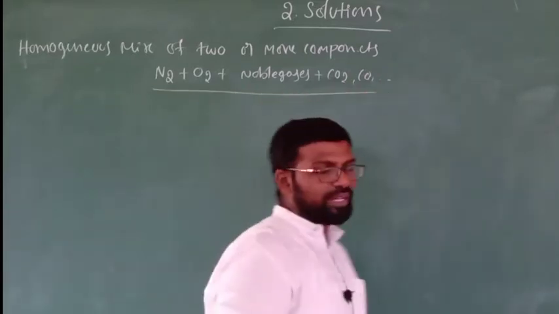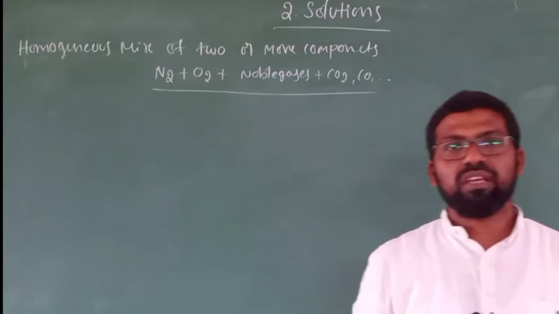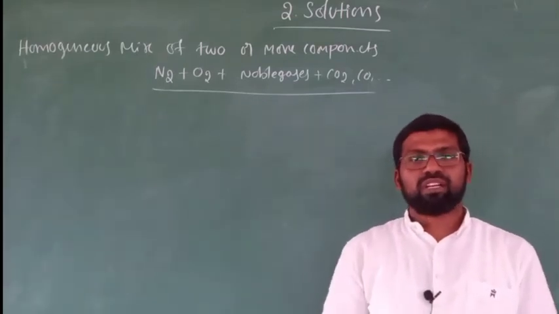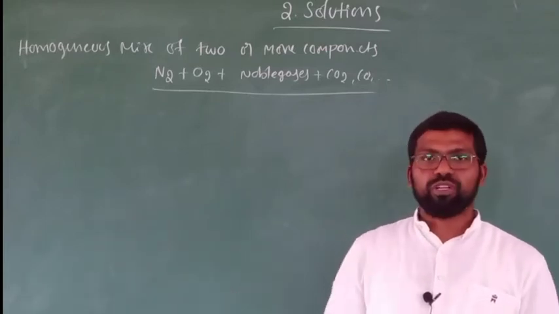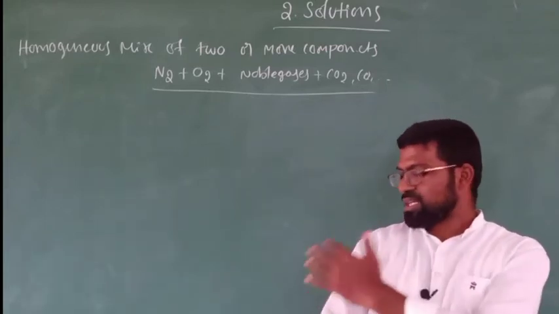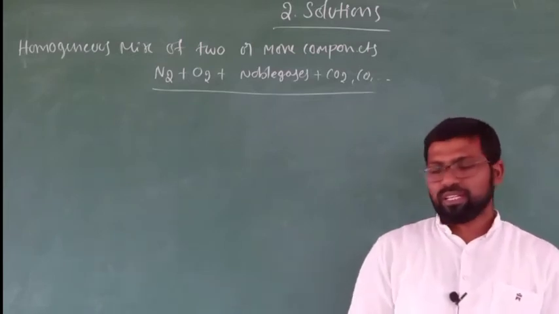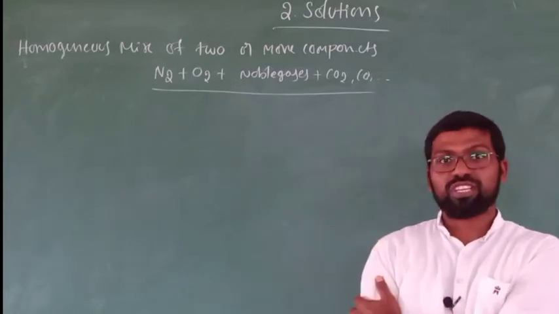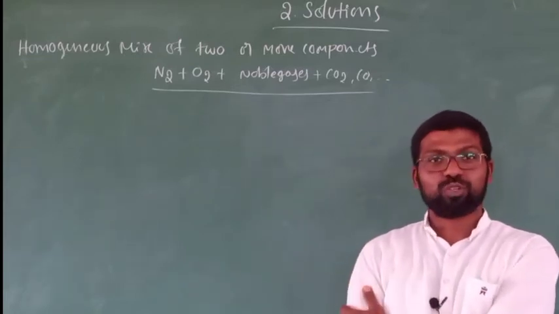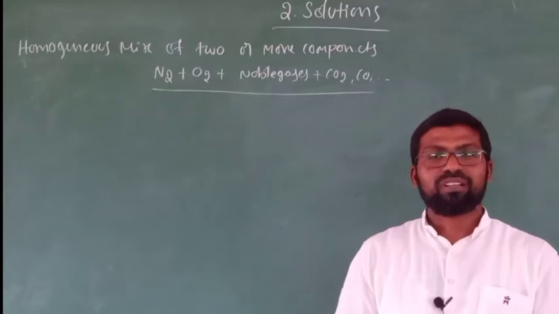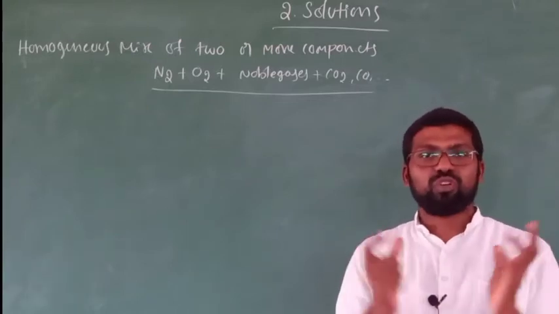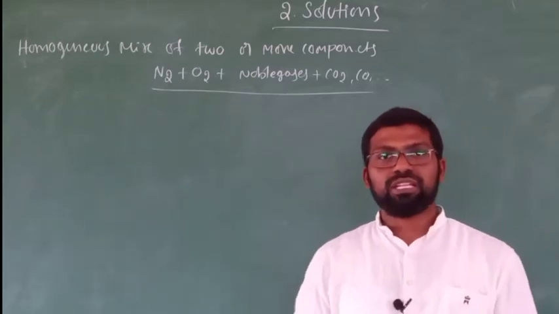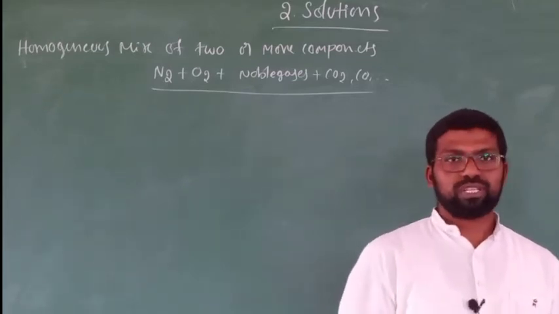Next, can you identify all these gases individually from atmospheric air? No. Now I am taking the class, some air is blowing through the window and striking my body. Can I identify oxygen? Can I say oxygen gas is striking my body, nitrogen is striking my body? You can't, no? Because it is a homogeneous mixture. It is a mixture of all these gases. We cannot identify them individually. Such mixtures are called homogeneous mixtures.